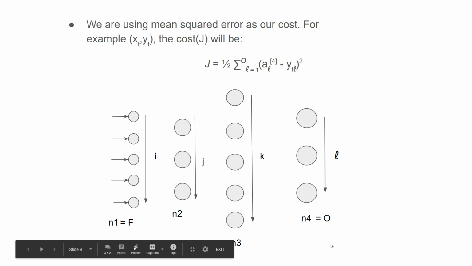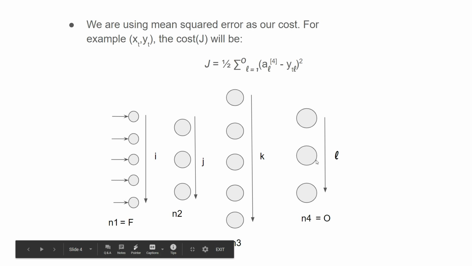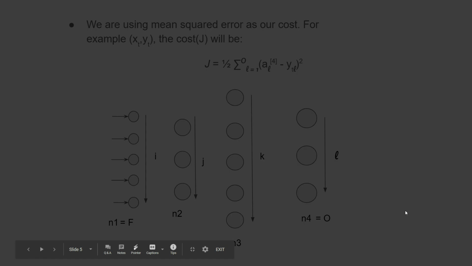Here by the diagram we can see that the number of units in the first layer is n1, the number of units in the second layer is n2, the number of units in the third layer is n3, and the number of units in the last layer is n4, that is equal to capital O. I is used for denoting the ith unit of the first layer, j is used for denoting the jth unit of the second layer, k is used for denoting the kth unit of the third layer, and l is used for denoting the lth unit of the last layer, that is n4.